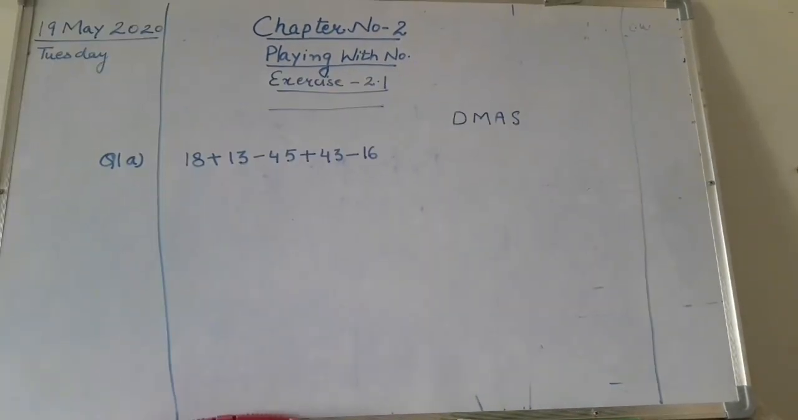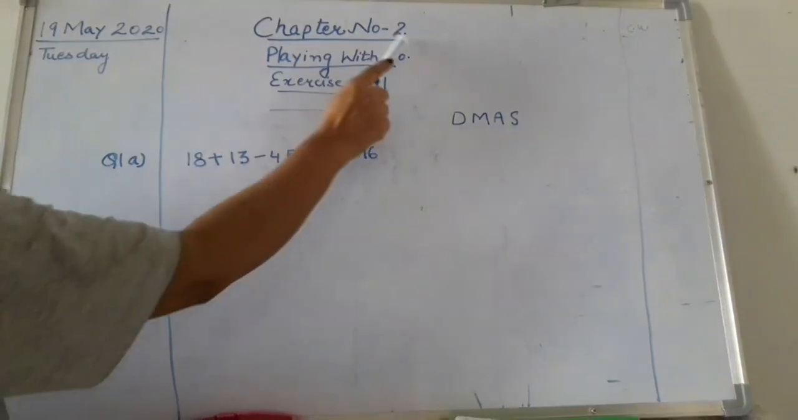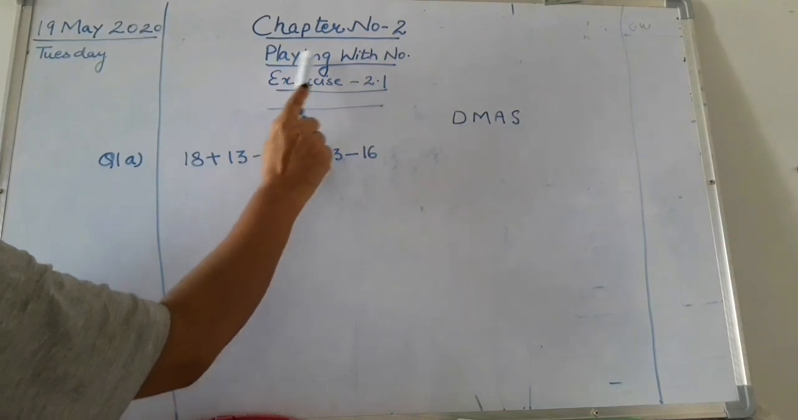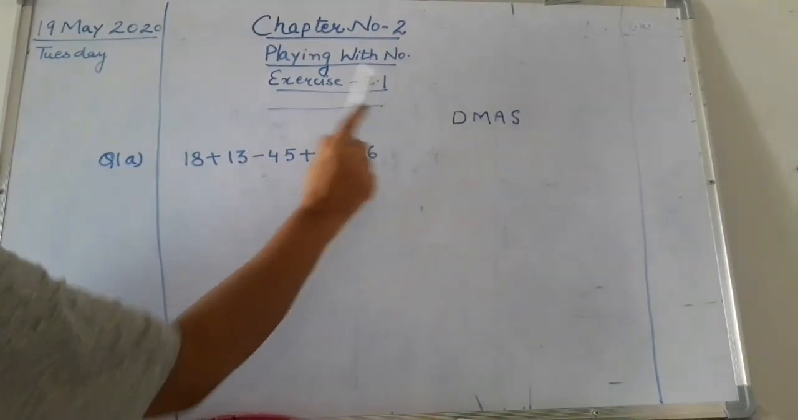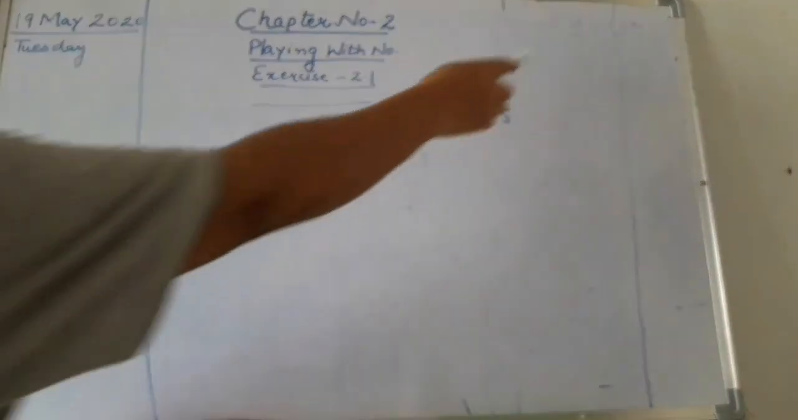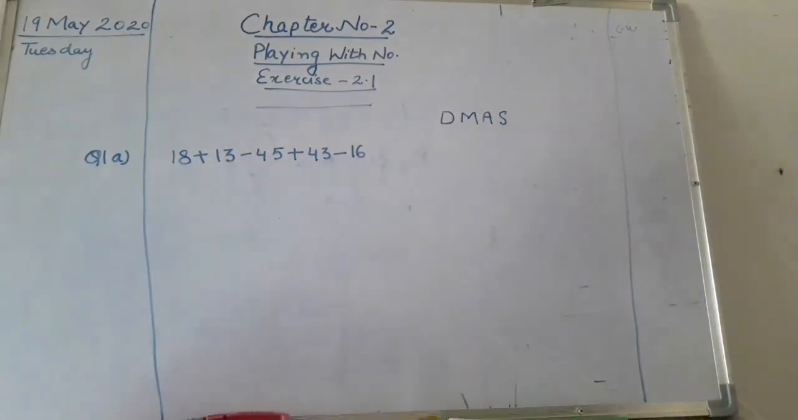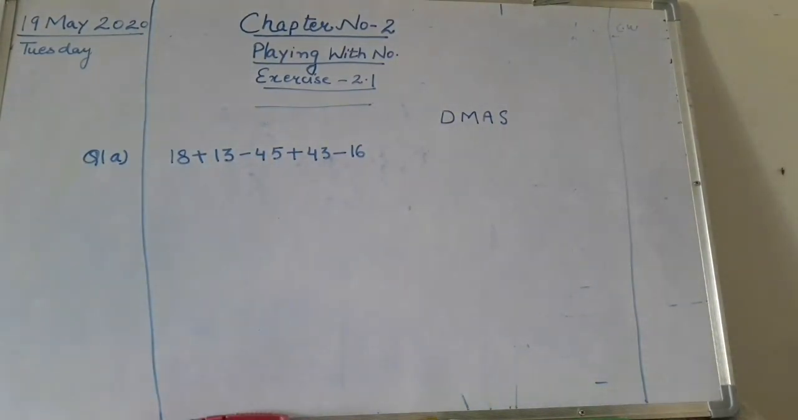Now students, let us do question 1 of exercise 2.1. Here you can see I have written the date, day, chapter number 2, underline it, chapter name, playing with numbers, underline it, exercise 2.1, underline it. After that leave one line, draw a margin line and then write the classwork there. Now students, the first question is saying I have to do 18 plus 13 minus 45 plus 43 minus 16.